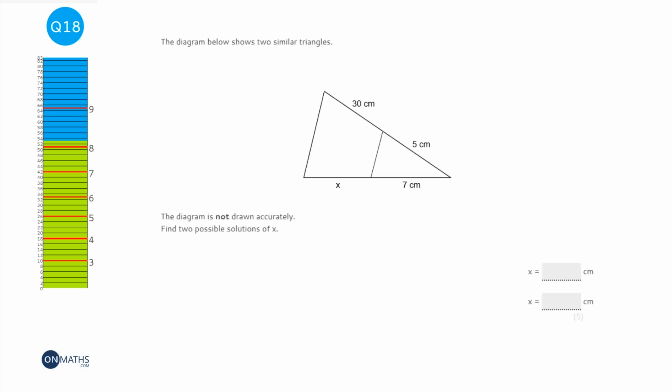Okay, so this question seems really easy at first, but there's a bit of a gotcha in it. So the first thing I'm going to do is just calculate the total length of this line here, because I think that will help me later on. So that's going to be 35 centimetres, and the other one will be x plus 7. Okay, so we've got two similar triangles, which means one's a direct enlargement of the other one. And so this seems quite a simple task relatively.